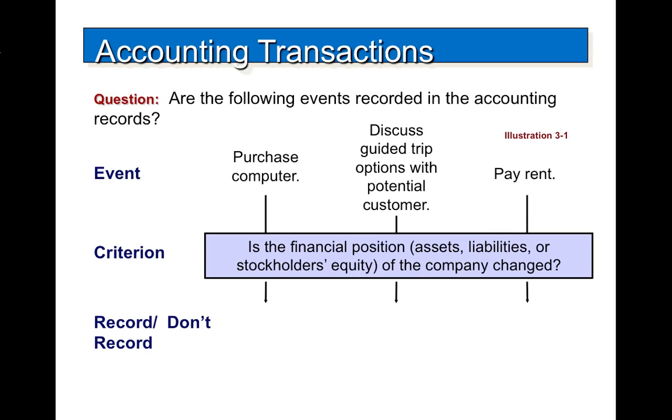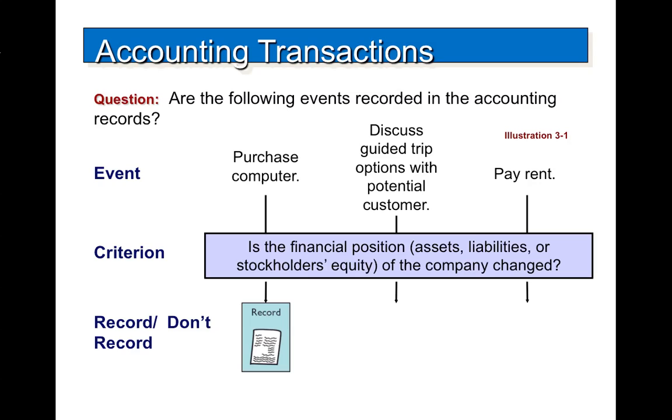Are the following events recorded in the accounting records? Before it can be recorded in the accounting records, we need to ask the question: is the financial position, assets, liabilities, or stockholders' equity of the company changed? So on the first one, if you purchase a computer, it's going to affect cash, isn't it? Cash is an asset. It's also going to be a computer. Computer is an asset. So we would record this.